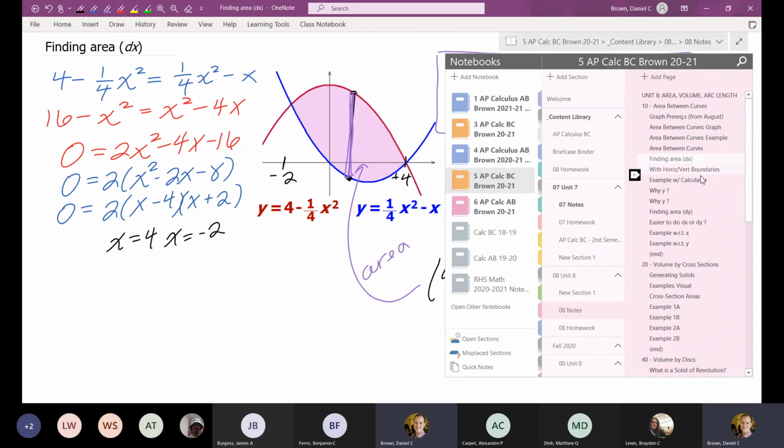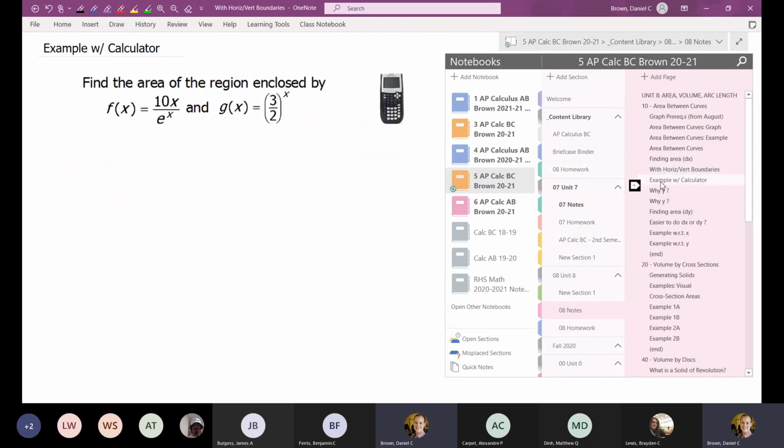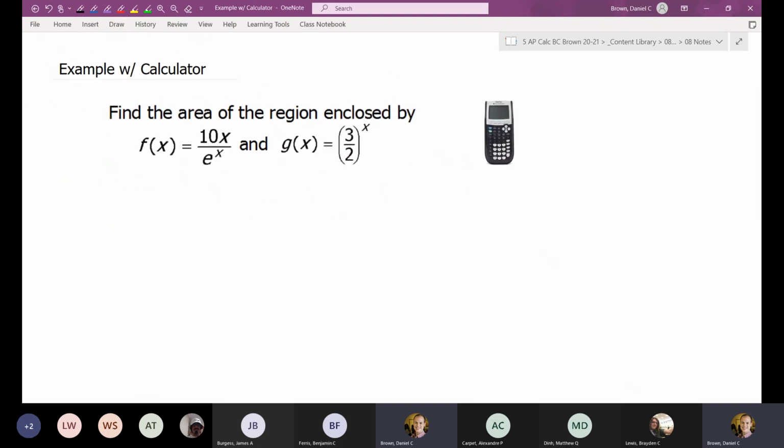All right, I'm gonna skip the next one for now. We'll do it tomorrow, because I did want to spend some time with the calculator one. So this is gonna be the next one that I'm looking at. I do want to talk about the calculator for a little bit for you right now.